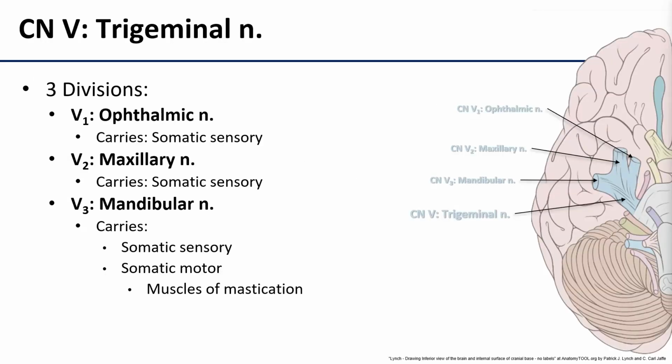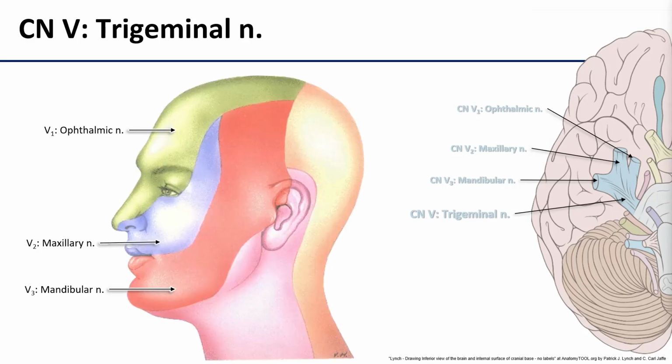The mandibular nerve is the third division of the trigeminal nerve. And the trigeminal nerve, remember, carries primarily somatic sensory innervation from the face and head. But the mandibular division is a little bit extra in that it also carries some somatic motor innervation for the muscles of mastication.